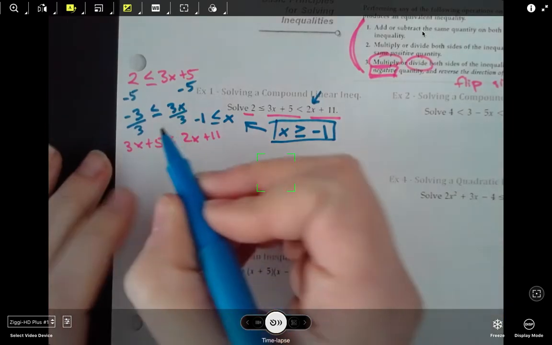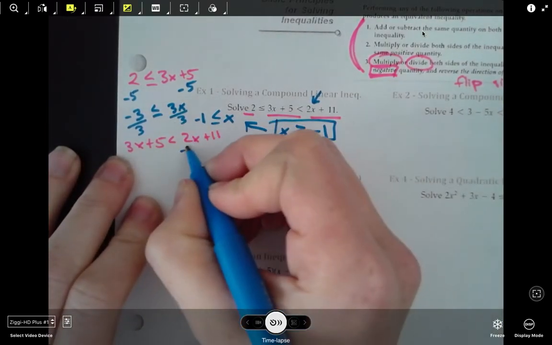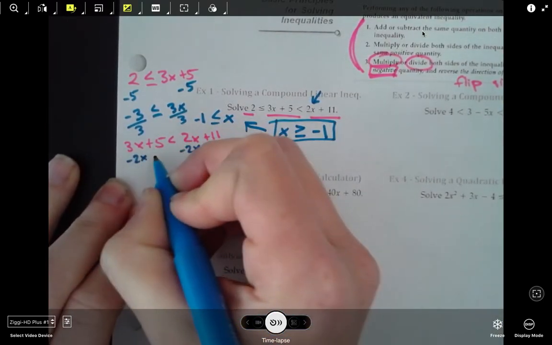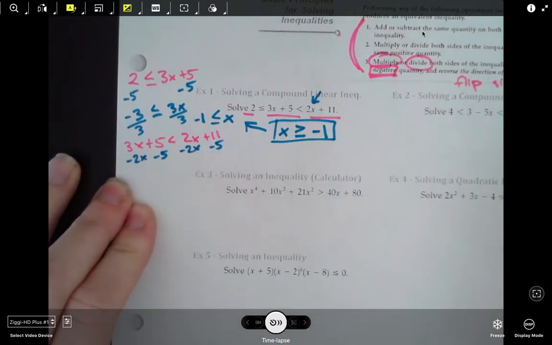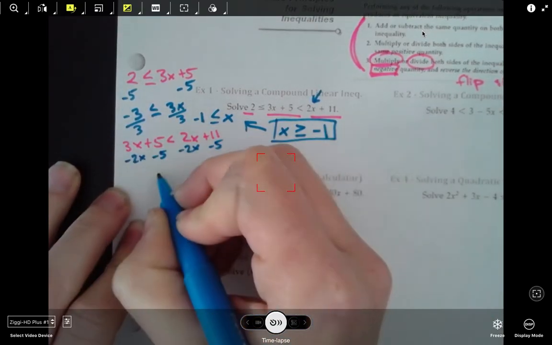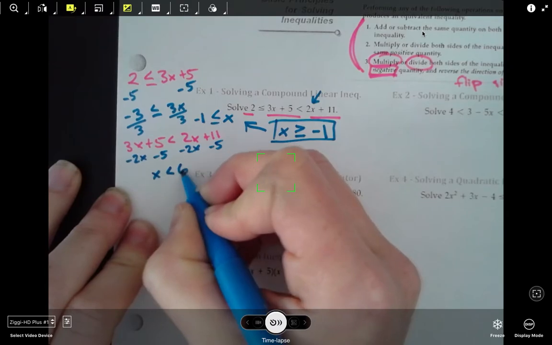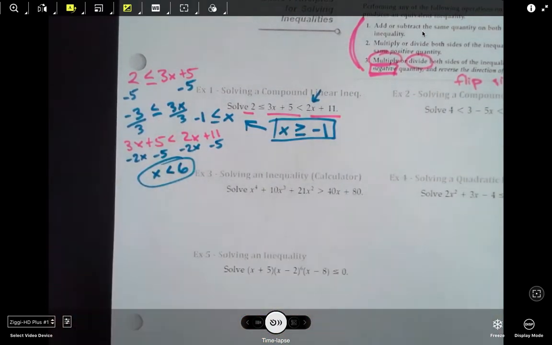And then this one right here. Let's subtract the 2x. And can we subtract the 5 at the same time? Okay, so 3x minus 2x, x is less than 6. There we go. Okay, now, this is what you ask yourself.